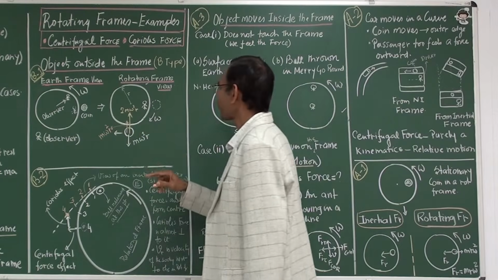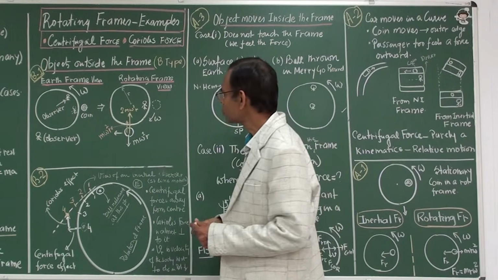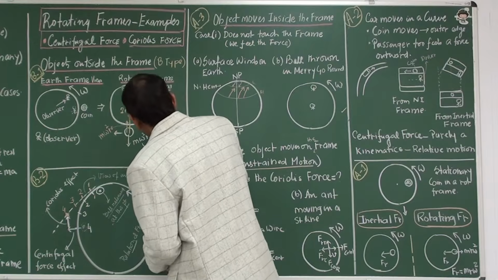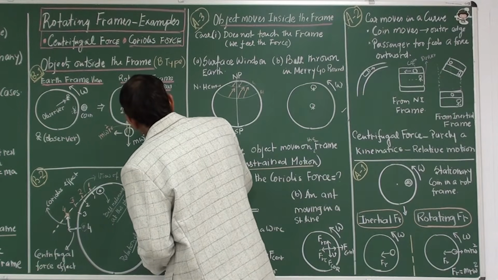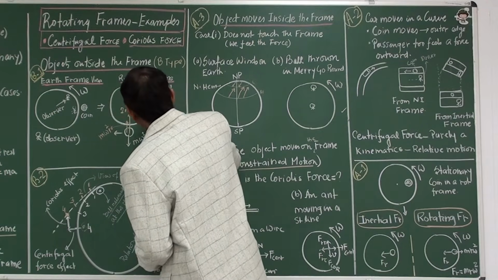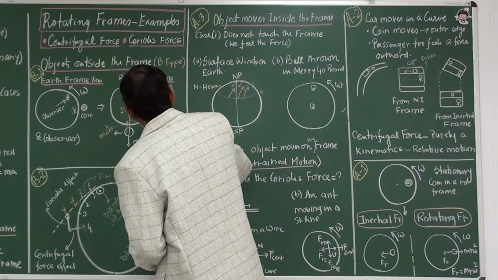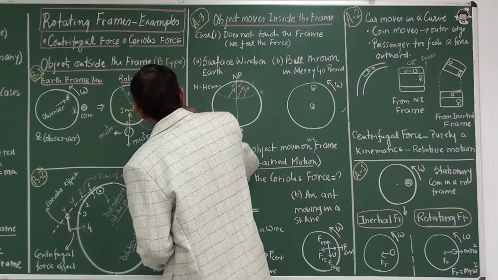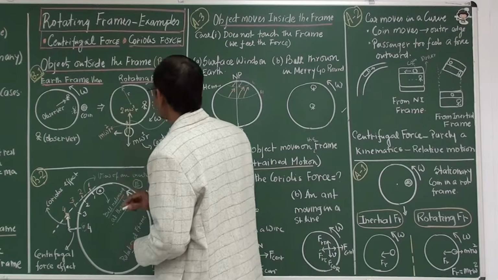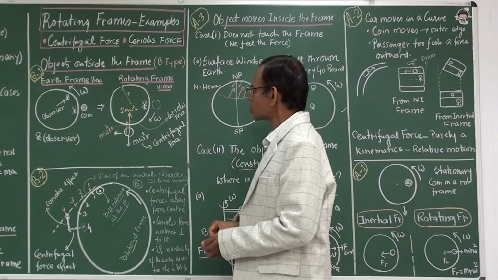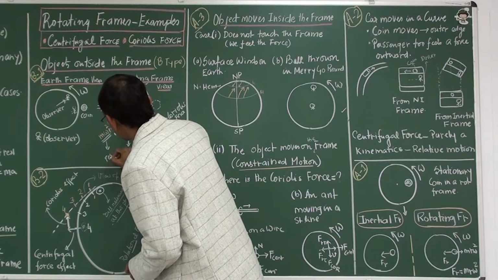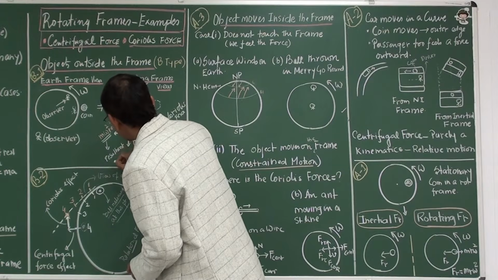This is the resultant force towards the center. And now we see that things are so consistent. So this is your centrifugal force, and this is your Coriolis force. And this is your resultant force. So this is your resultant actually.